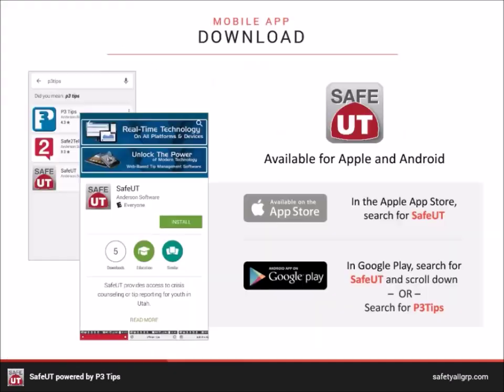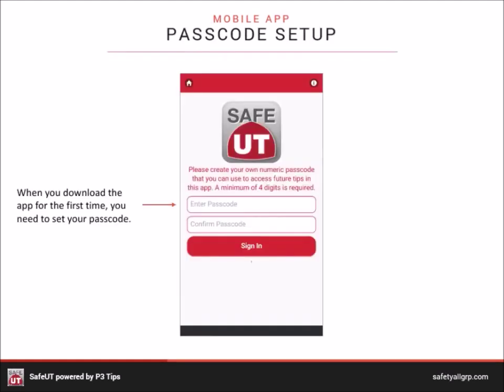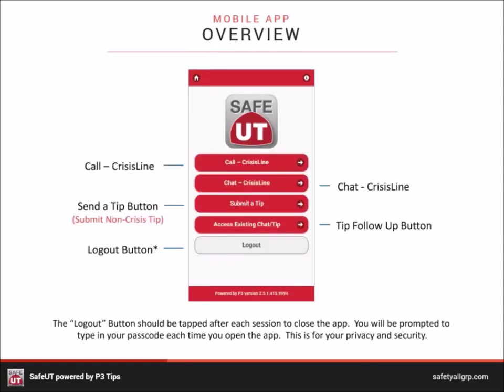The SafeUT app is available for download now in both the Apple Store and Google Play Store. Simply type SafeUT in the search bar, scroll down until you find the SafeUT app, tap and download. When you open up the app for the first time, you will be asked to create a short numeric passcode, a minimum of 4 digits. Make it one you can remember and keep it private.